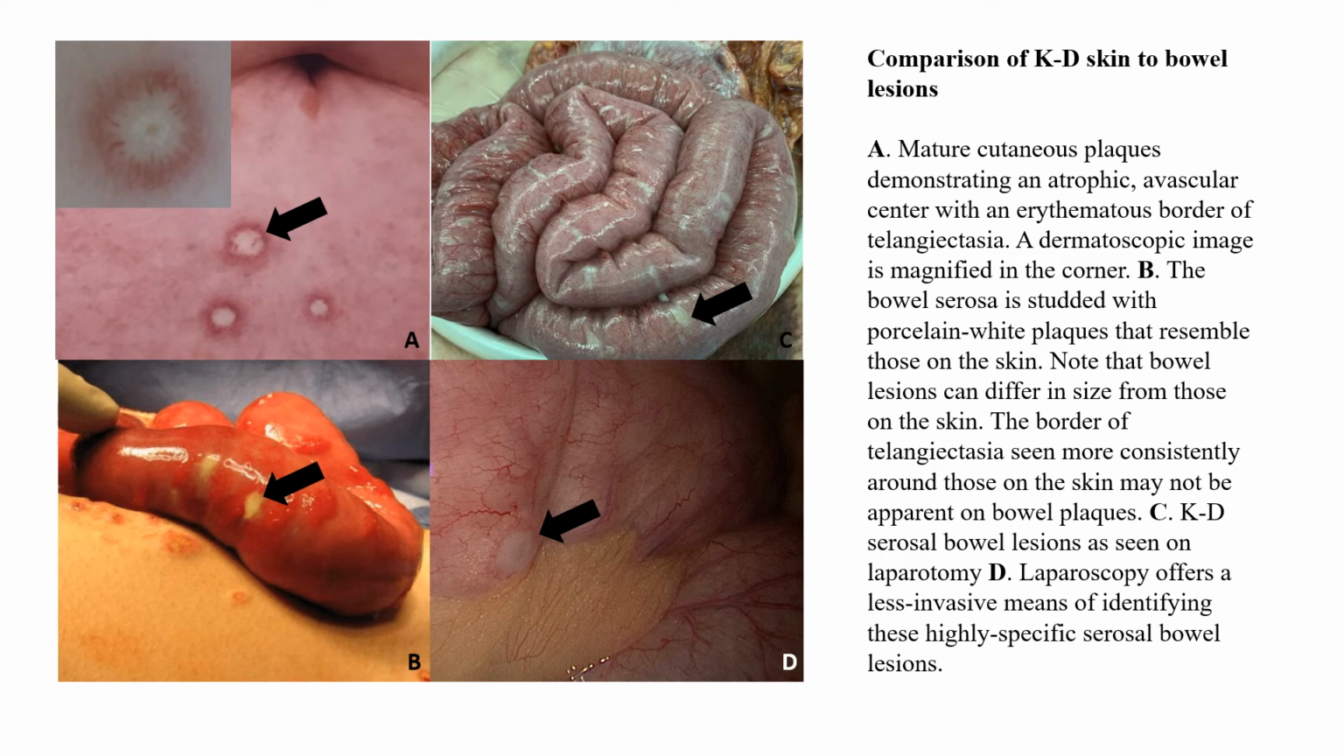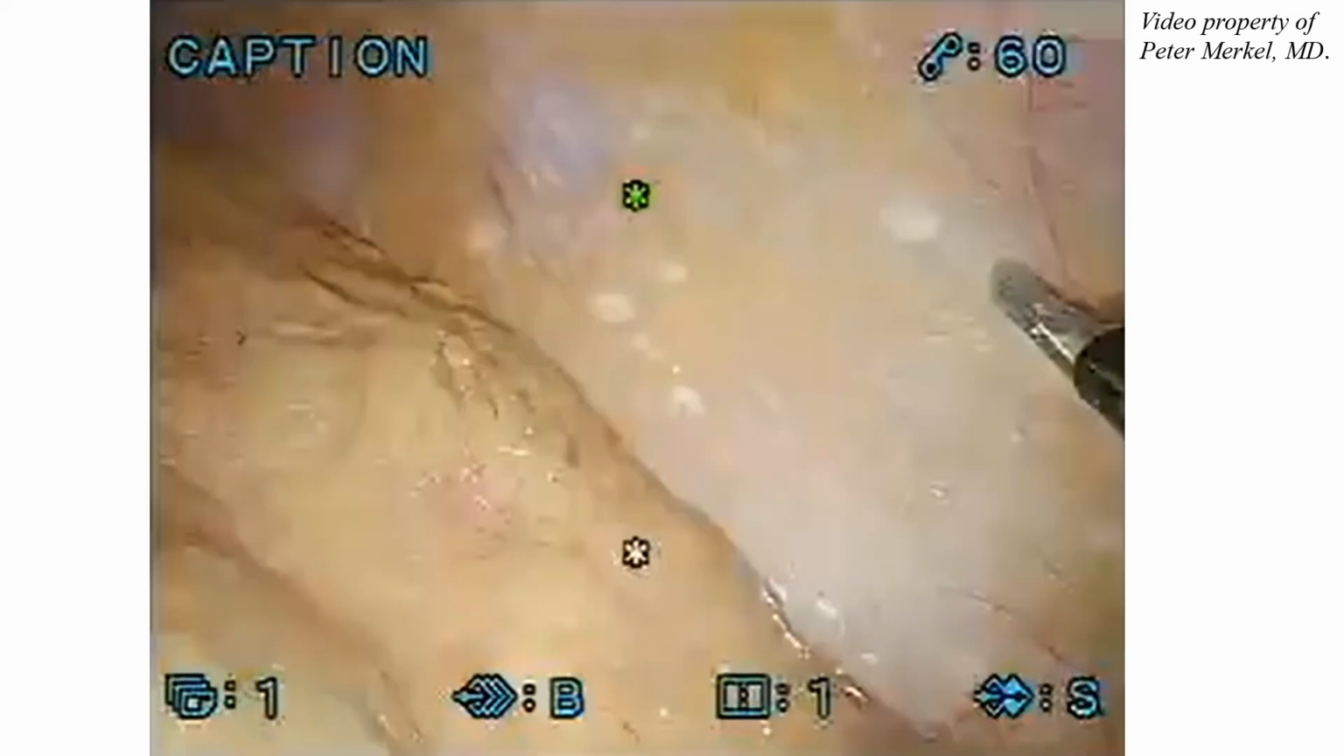The bowel lesions are also quite unique in appearance, offering a very limited differential diagnosis, which, according to Dr. Andrew Blakely, may only include peritoneal mesothelioma. Here we will watch a video of a recorded laparoscopy in a patient who has gastrointestinal KD to best demonstrate what these serosal lesions may look like.